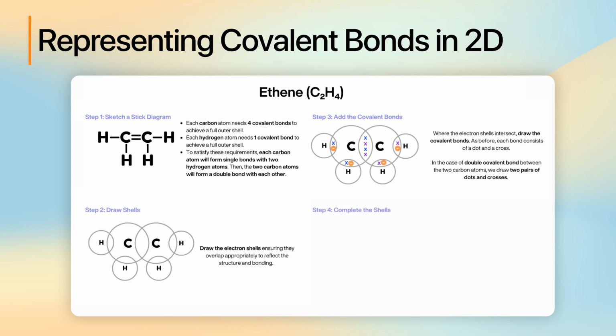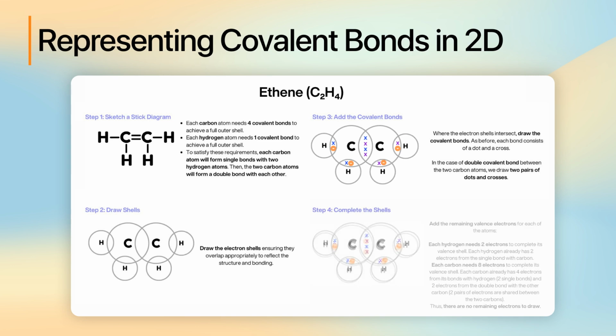Step 4. Complete the shells. Add the remaining valence electrons for each of the atoms. Each hydrogen needs 2 electrons to complete its valence shell. Each hydrogen already has 2 electrons from the single bond with carbon. Each carbon needs 8 electrons to complete its valence shell.